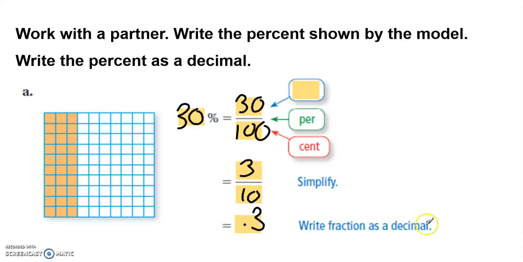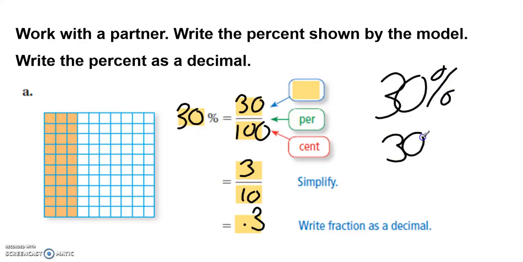Okay, so write fraction as a decimal. Here we could have just used our 30%, dropped the percent, so we have 30. Then moved this over twice because there's a dot there. Moved it over twice and we get 0.3. And that's how we know that those were the same.